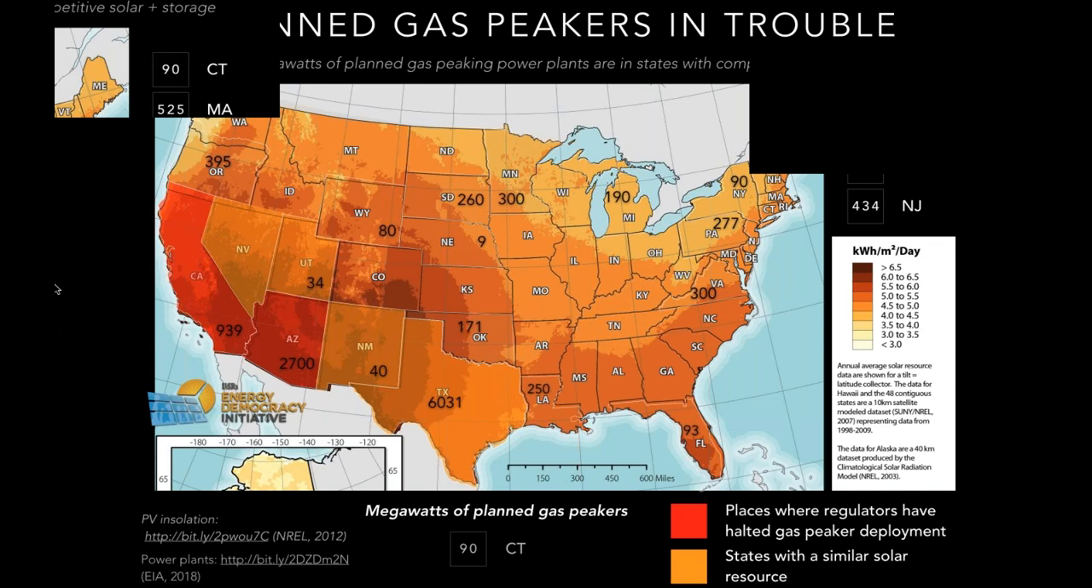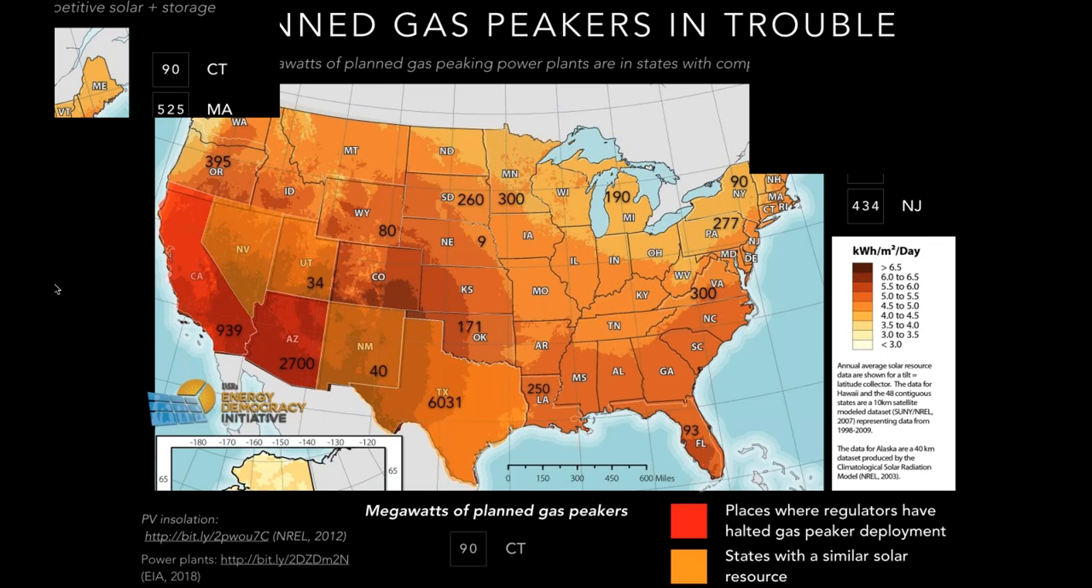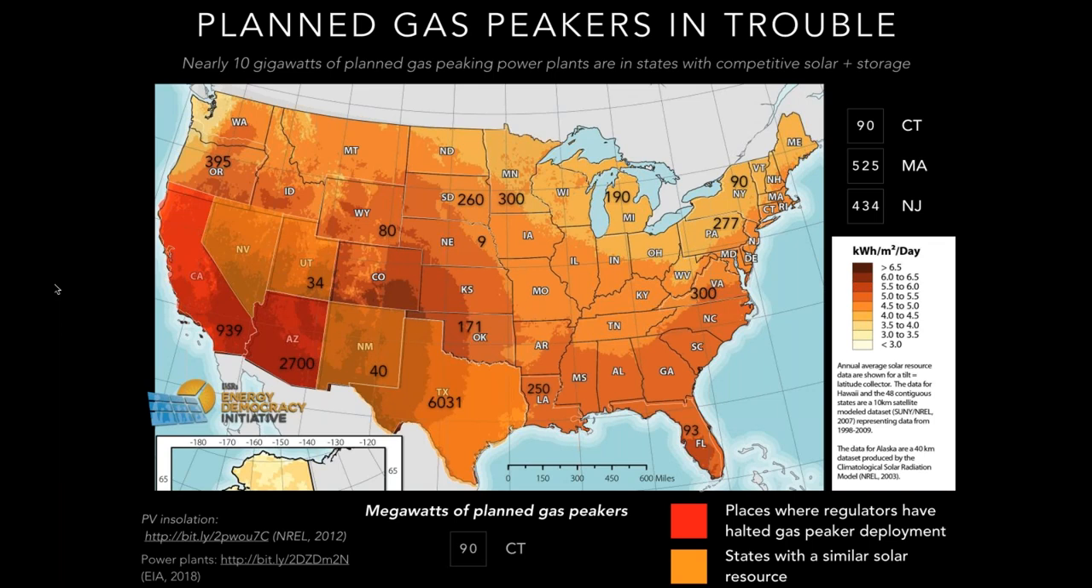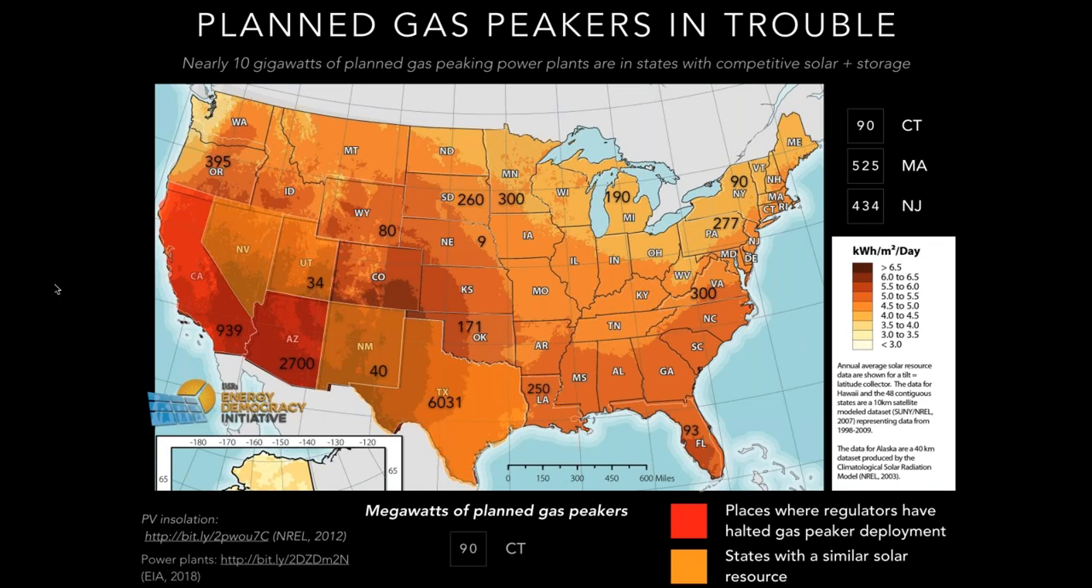And what's interesting, and what we put together in this map, was to show that this is a problem that's more widespread than just California and Arizona. California and Arizona, of course, have these regulatory actions that have gone against gas peaking plants. There are about 3.5 or 4 gigawatts of gas peakers planned for those two states alone, according to the Energy Information Administration. But there are four states nearby, Nevada, Utah, New Mexico, and Texas, that have a similar solar resource and that would therefore have similar competitive opportunity for alternatives to gas peakers. And there are 6 gigawatts of gas peakers planned for Texas.